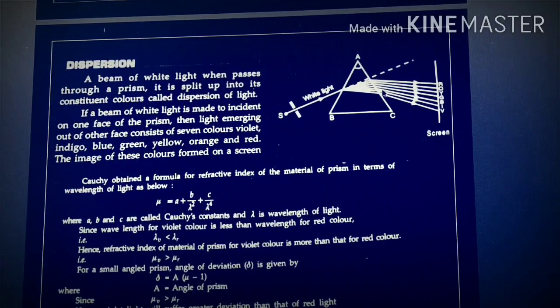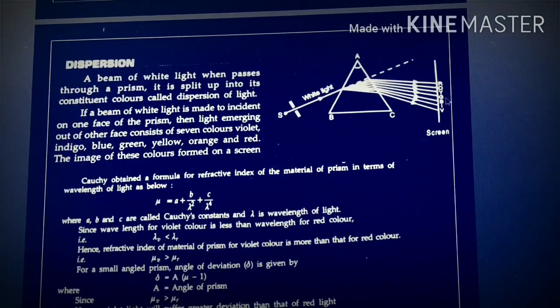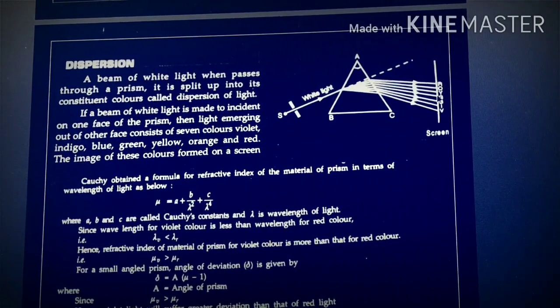Then the light emerges out of the other face AC into its constituent colors. These are the 7 colors. First one is red, orange, yellow, green, blue, indigo, and the last one is violet. So this image of colors is produced on the screen. This is the screen.